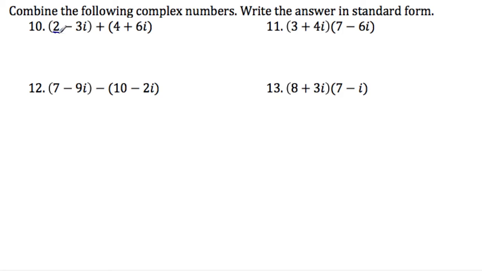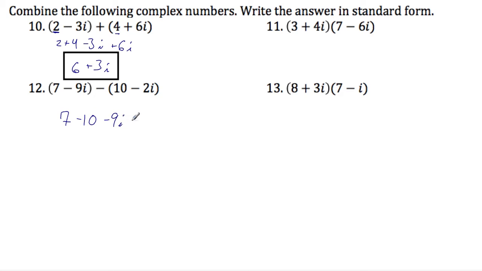We're combining like terms. So we get 2 plus 4 minus 3i plus 6i. This gives us 6 plus 3i. That's it. I'll move on to 12 first. So we get 7 minus 10 minus 9i minus a negative 2i.